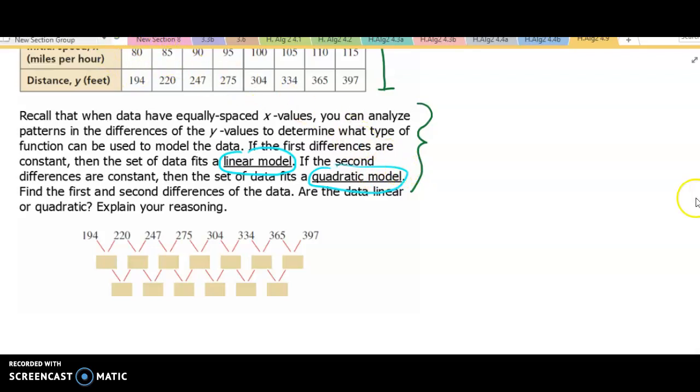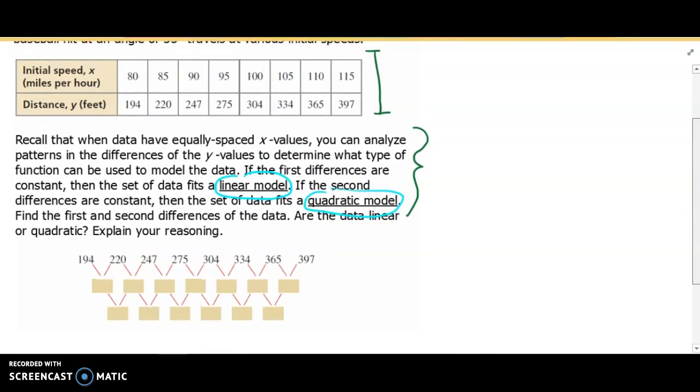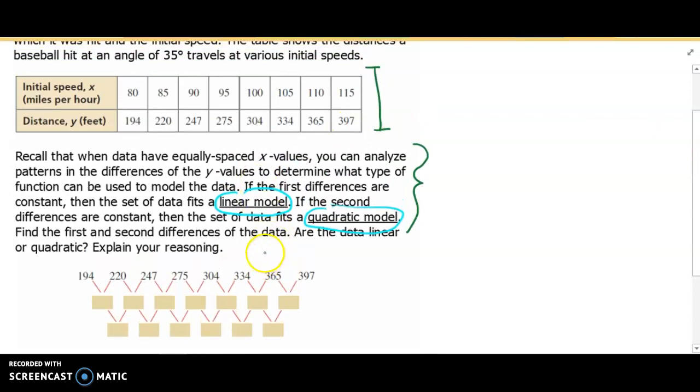All right, so let's look at this. Something that I need you guys to remember is that in order to do these first, second, third order differences, our x values have to be equally spaced. What I mean by that is, in here, we're increasing by a constant increment of 5. So 80, 85, 90, 95, 100. When that happens, we can check for our first, second, third order differences and so on. It doesn't have to be by 5. It can be by 1s, 2s, 3s. It doesn't matter, but it has to be consistent.